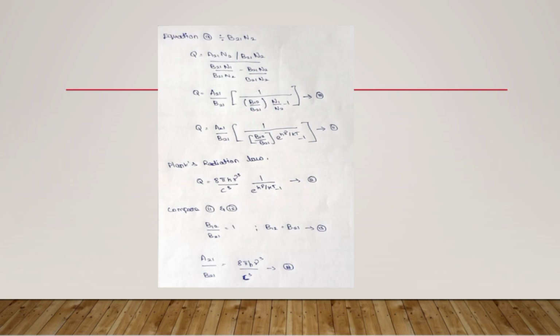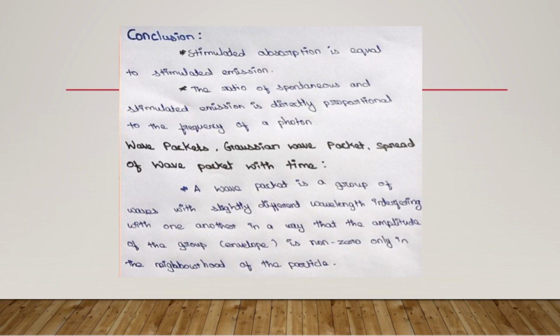Planck's radiation law: Q is equal to 8πhν cubed by c cubed times 1 by e power hν by kT minus 1. Equation 12. Compare 11 and 12. B12 by B21 is equal to 1, so B12 is equal to B21. Equation 13. A21 by B21 is equal to 8πhν cubed by c cubed. Equation 14.